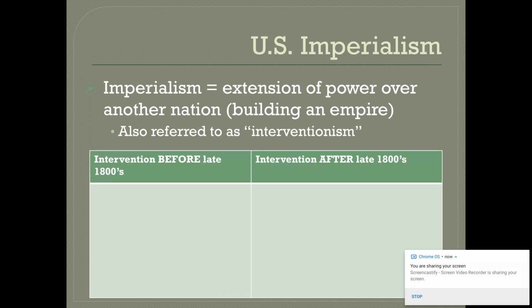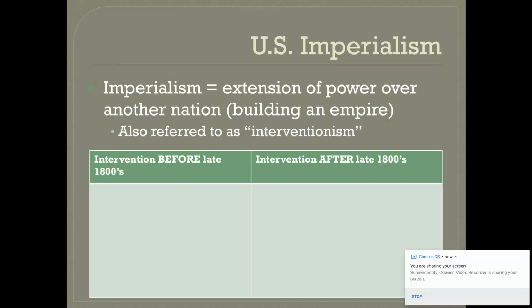Let's look at the term U.S. imperialism first, and let's actually do a definition for it. Imperialism, again, is the extension of power over another nation, building an empire, also referred to as interventionism. And sometimes you'll see that term pop up either in the EOC workbook or in the textbook.